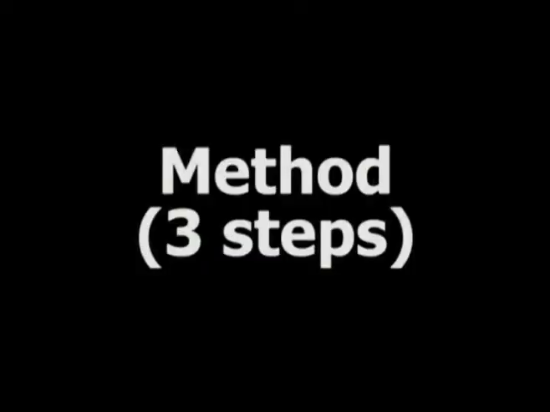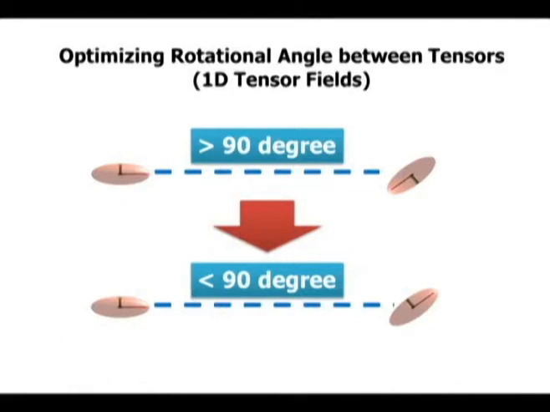In order to fully respect the underlying anisotropic features, we employ eigenstructure-based ellipsoid representation of tensor samples. Since we manipulate the eigenvectors of each tensor sample in our approach, we need to consider a rotational angle between two tensors for optimizing the interpolating transformation between them. In the case of 1D tensor fields, we can always keep the rotational angle less than 90 degrees by reassigning the orientation of eigenvectors as shown in this video.